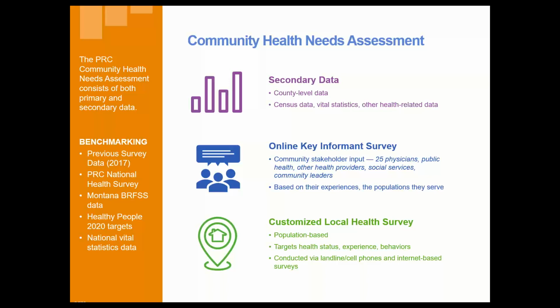So it was a community survey, a separate survey that was given specifically to residents. So it's different than that online key informant survey. And as I mentioned before, it was kind of a two-pronged approach this year. We did a random sample over the telephone. And then this year we had an internet-based survey that was distributed more broadly.